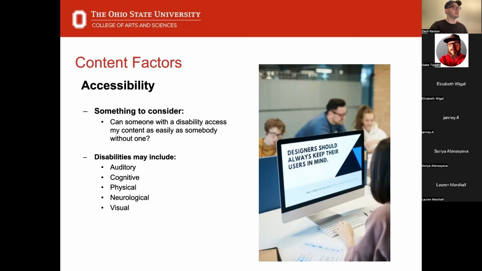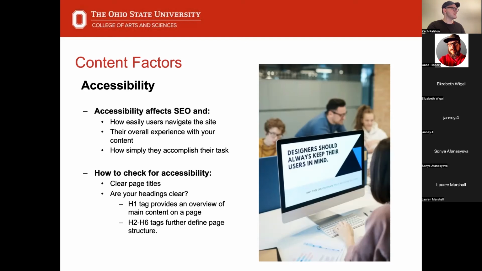And usability and accessibility are both really critical with your search engine optimization, right? Like I said, accessibility affects your SEO, and it also affects how easily users can navigate the site. It affects their overall experience with your website's content and how much easier it makes it for them to accomplish the task that they're trying to do with your website.